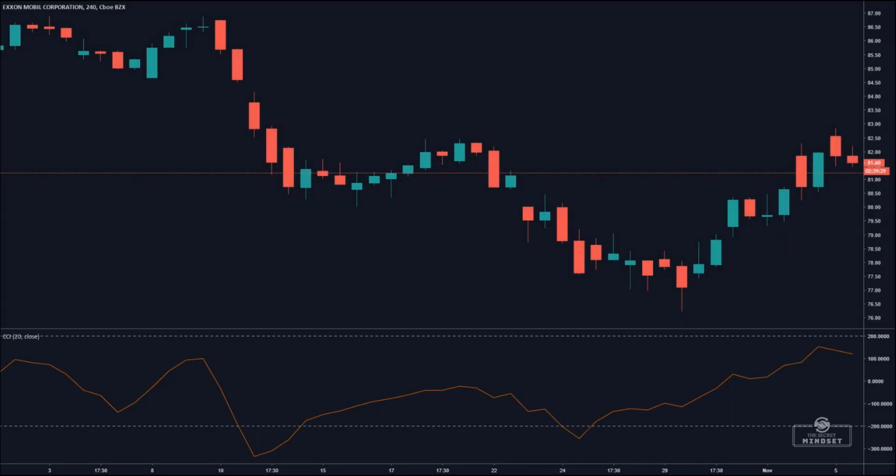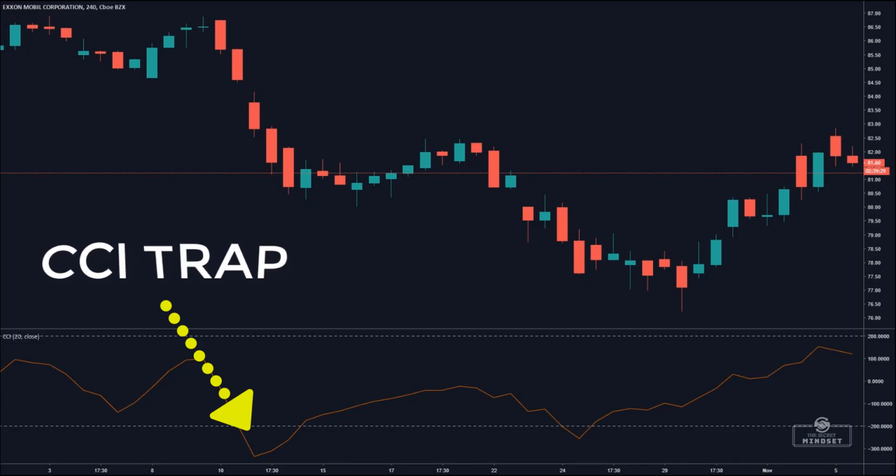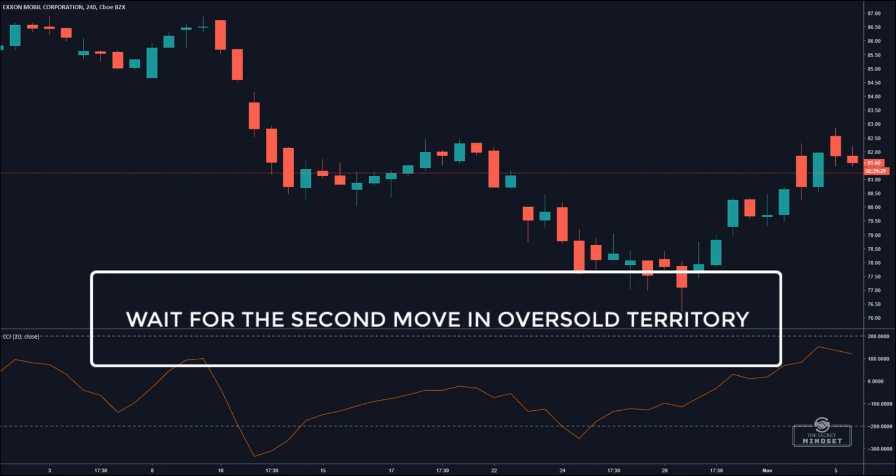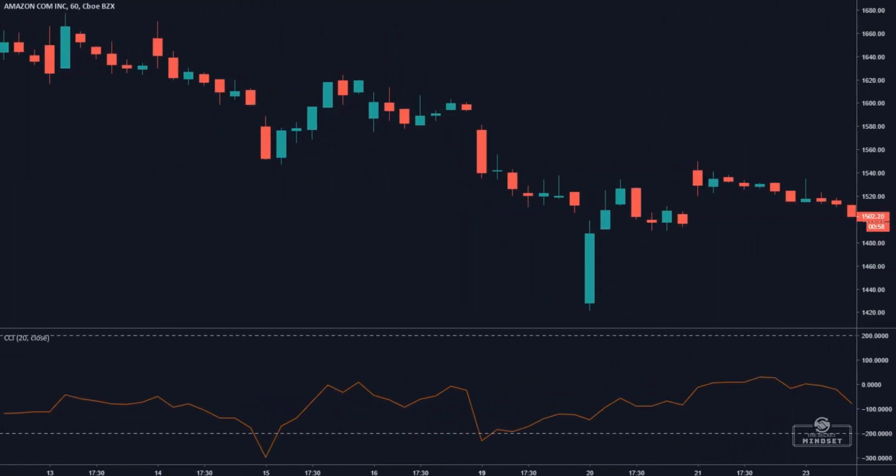Most people would have taken a long signal the first time the CCI reached oversold conditions, but this is a sure way to lose money in the long run. It's better to be conservative and wait for the second move in the oversold territory. But this isn't enough. We need something else to happen on our charts.